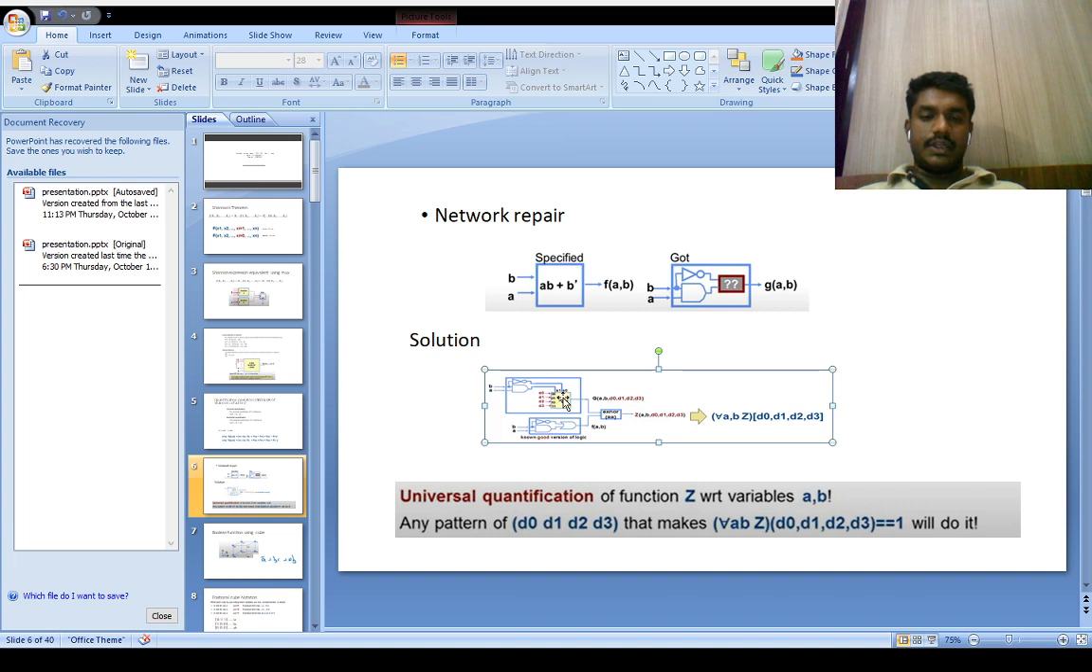So we should not change these values anymore. The total function is dependent on a and b for every value of z. So we have got the final conclusion for every value of z. By knowing the values of d0, d1, d2, d3, we will not be changing this anymore. So ab is the value, and for every value of a and b you will be getting the output. Like this, we can repair a network.